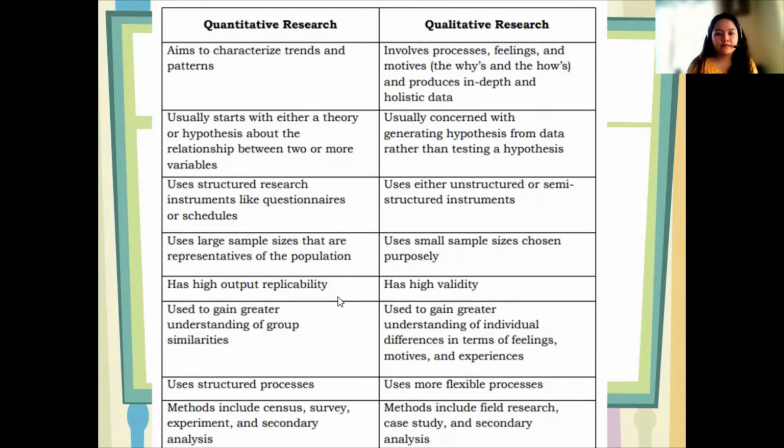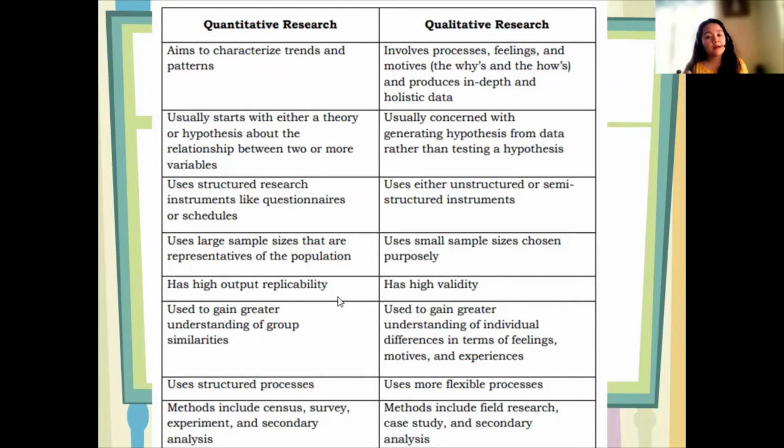Quantitative research uses large sample size that are representatives of the population. So it uses larger size. Bakit? Because the respondents will only check yes or no, depende sa questionnaire, or if it's Likert, they will just answer one for most likely, 5 for agree, disagree, mga ganon. So, in quantitative research, we use large sample size, okay? In qualitative research, we use small sample size.